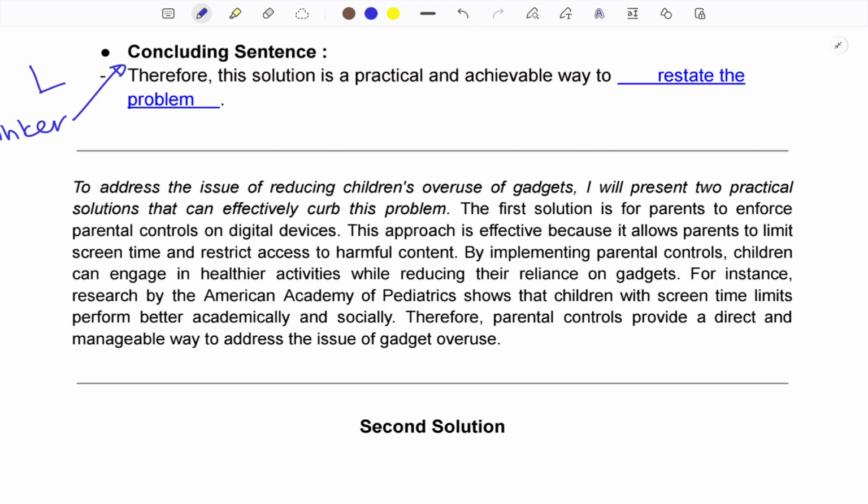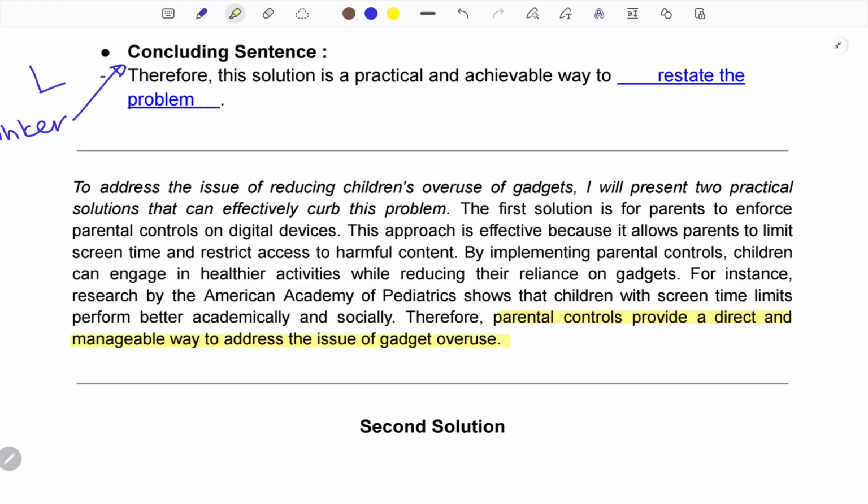For instance, research by the American Academy of Pediatrics shows that children with screen time limits perform better academically and socially. Therefore, parental control provides a direct and manageable way to address the issue of gadget overuse. So this one is the conclusion. Okay, so this is one of the examples.